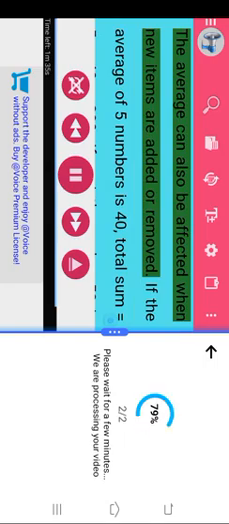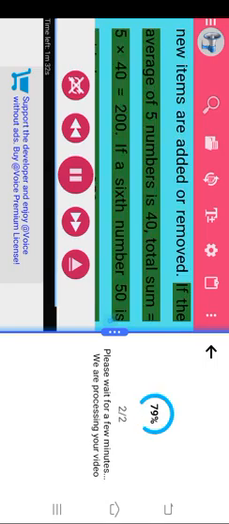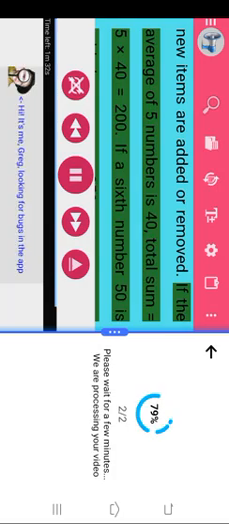The average can also be affected when new items are added or removed. If the average of 5 numbers is 40, total sum equals 5 times 40 equals 200. If a sixth number 50 is added, new sum equals 250, and new average equals 250 divided by 6, approximately equals 41.66. This reverse multiplication approach, average times number equals total, is useful for finding unknowns when average and count are known.